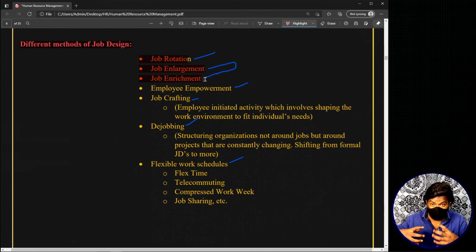Now bring in these two scenarios. In the first scenario, it was just the increase in workload. In the second scenario, it was an increase in workload, but in a related activity. These two things are examples of job enlargement. Job enlargement means enlarging a particular job in terms of workload. This workload can be increased in one area or in a related aspect. That's why I gave you these two different scenarios. This is basically the example of job enlargement.